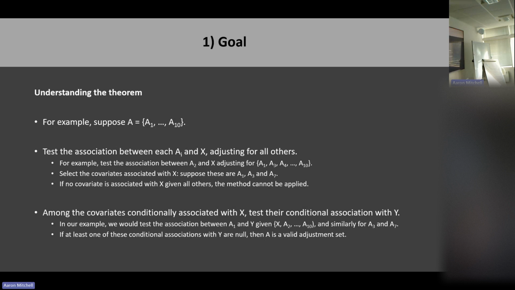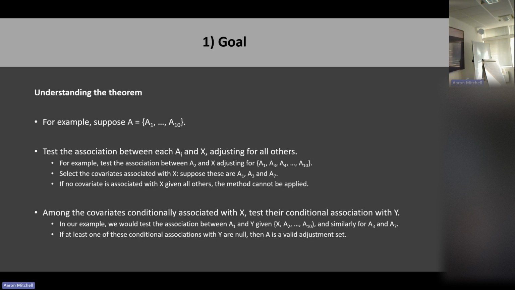First, I want us all to understand what the theorem is saying. I'm not trying to prove why it is true. I'm just trying to explain what it is saying. For concreteness, suppose that we have 10 covariates, indexed by A1, A2, A3, up to A10.